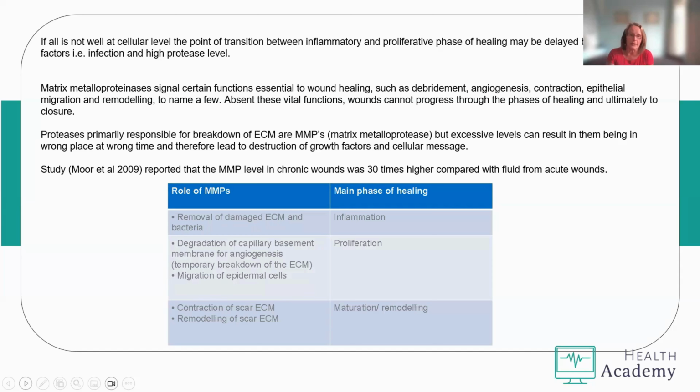And in the proliferative phase, they help with angiogenesis, and they help with the migration of epidermal cells. And then in the maturation phase, they help with the contracting of scar tissue. So these proteases are really important. But when the wound fails, from a cellular level, to move from the inflammatory phase to the proliferative phase, meaning it gets stuck, what also gets stuck is the job of these matrix metalloproteinases.